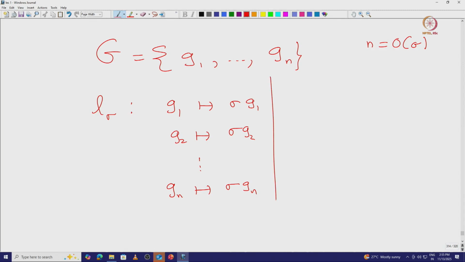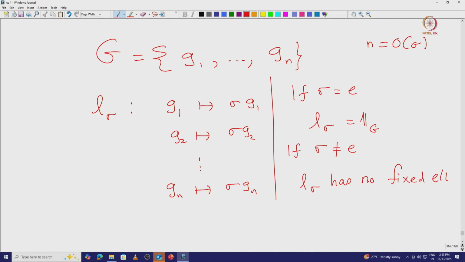In particular, you can see that if sigma is identity, then L sigma is just the identity map on G, and if sigma is not identity, then L sigma has no fixed element. Otherwise, suppose it has a fixed element, then sigma G I should be equal to G I, that would imply immediately that sigma is identity.